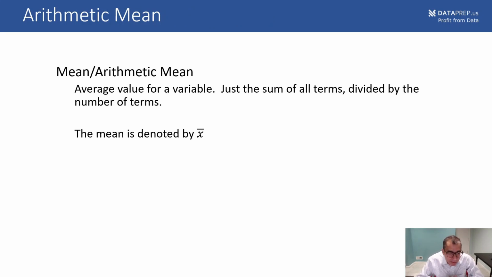We use it every day. We look at it all the time. And this is really just the average value for a variable. You sum up all the values and you divide by the number of terms you have in your data.